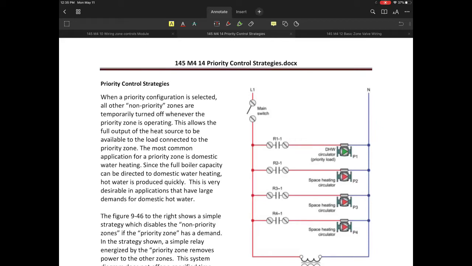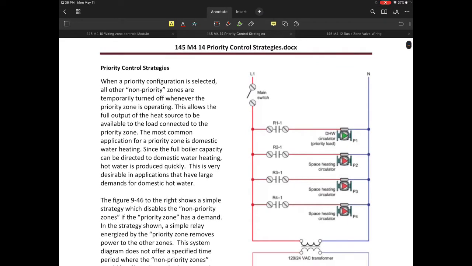All right, we need to take a look at some zoning or zone valve priority control strategies to expand on our controls of hydronic systems, related to how you're handling priority zones and non-priority zones. So first thing I'd like to address is what exactly is a priority zone?